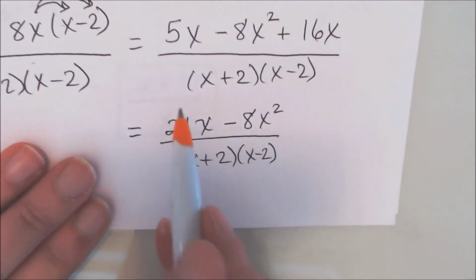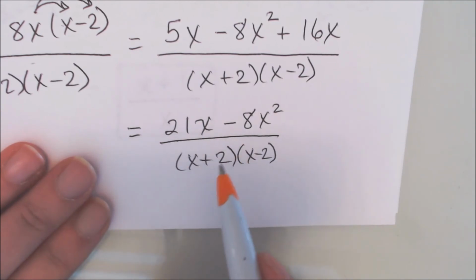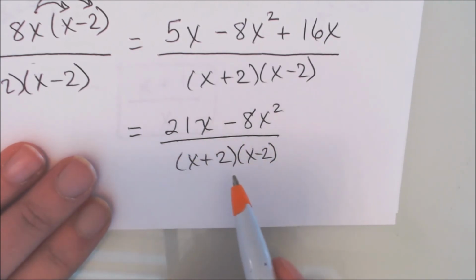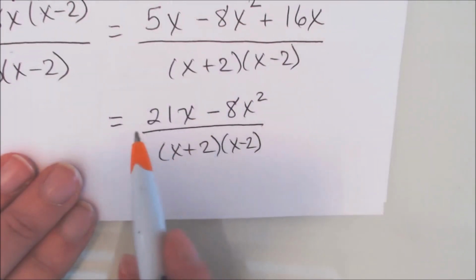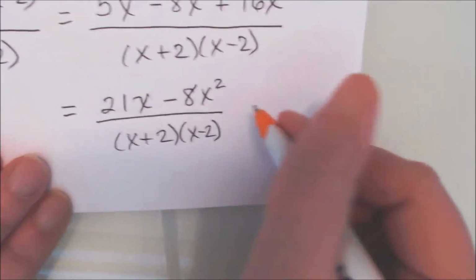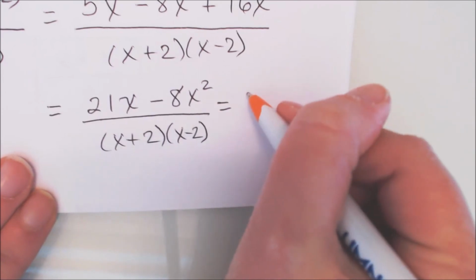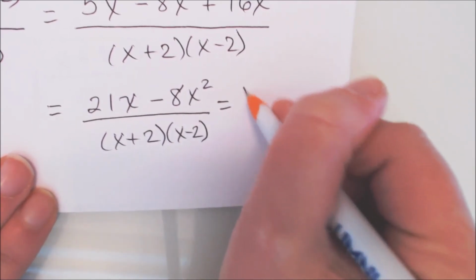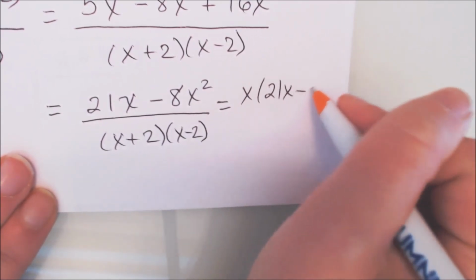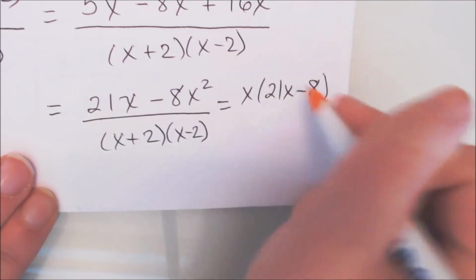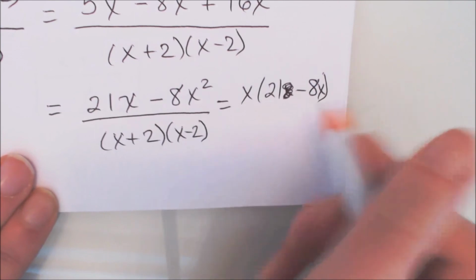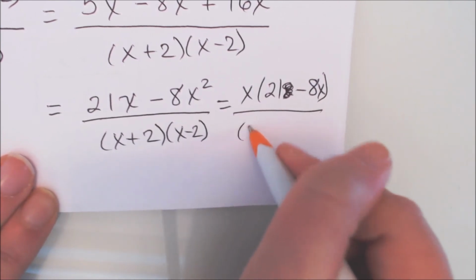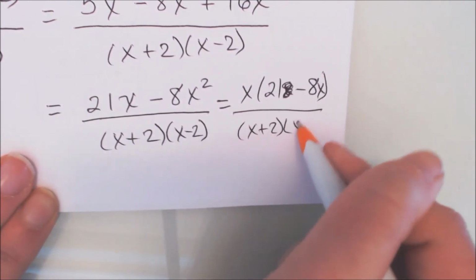Every so often you'll come across one of these where something at the end will cancel if you completely factor everything. So it's a good idea to get in the habit of taking what you have at the end, after you've combined like terms, and factoring. So that numerator, if we factor out, we have a GCF of x. That leaves me with 21 minus 8x, all over x plus 2, x minus 2.